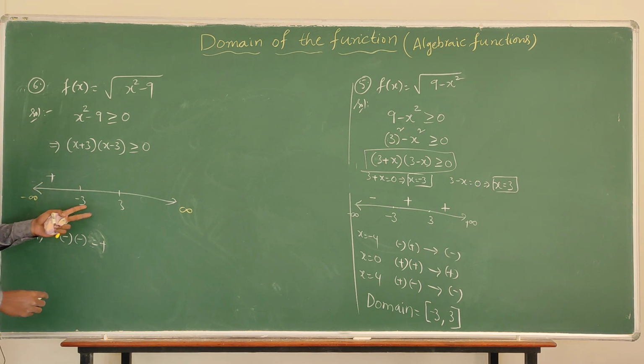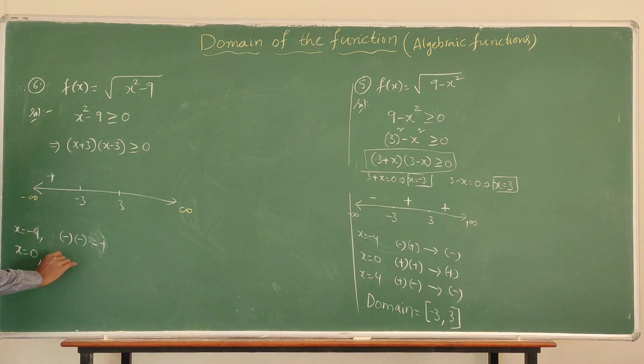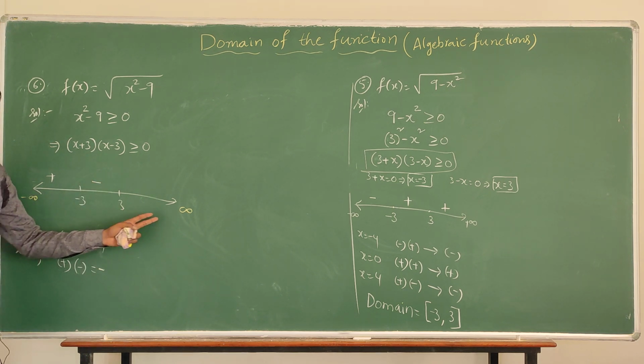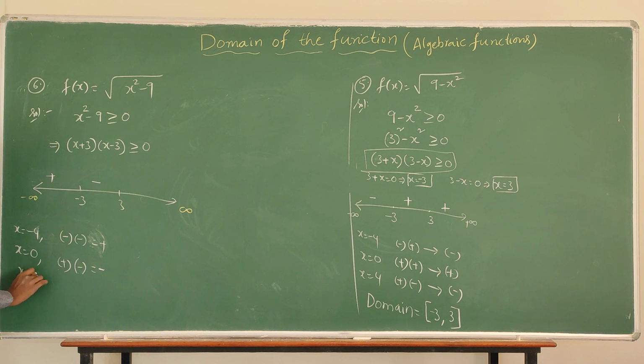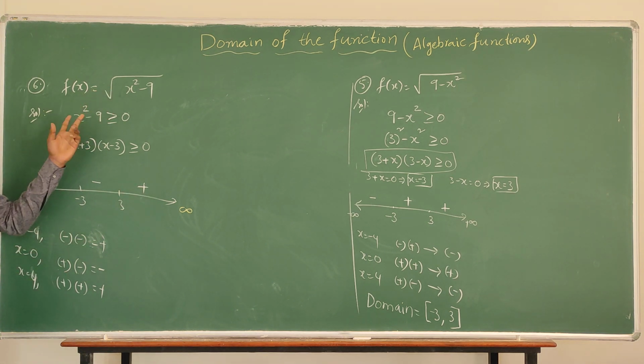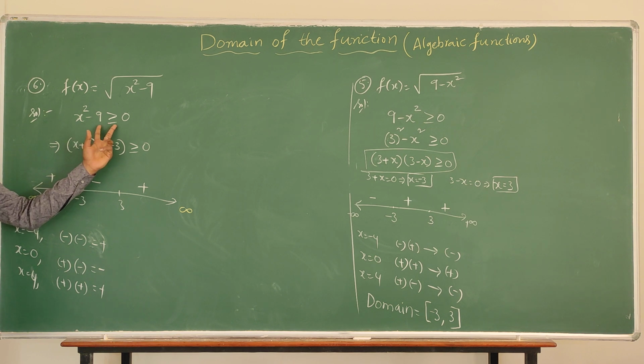And in this interval, if x equal to 0, 0 plus 3 is 3, positive, and 0 minus 3 is negative. So plus into minus is minus, and the product will be negative. In the last interval, x equal to 4, so 4 plus 3 is 7, positive, and 4 minus 3 is 1, positive, so the product is positive.